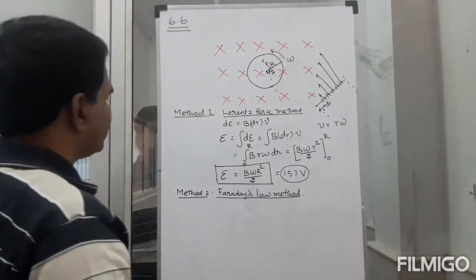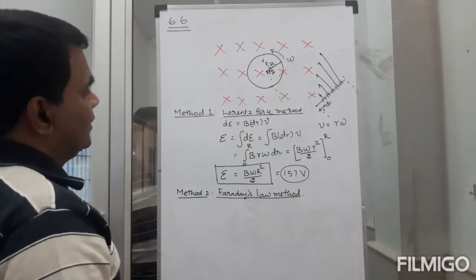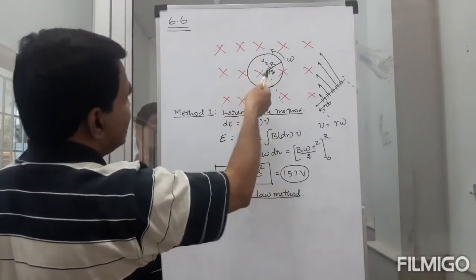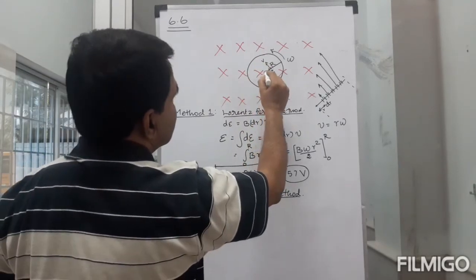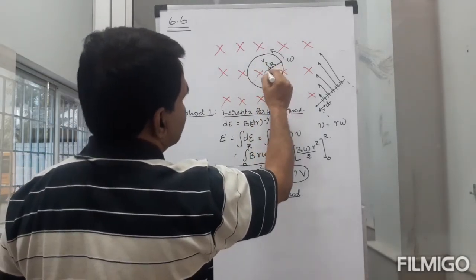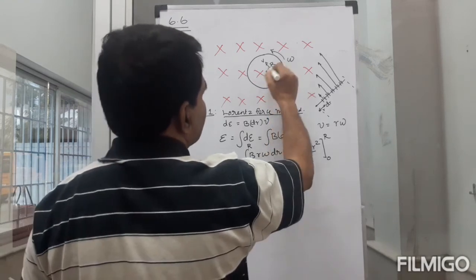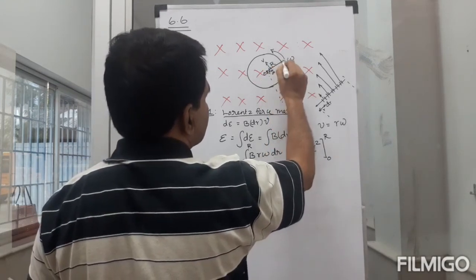Okay, so let's see. Next one, Faraday's method. For this, what I'm going to do is, this is the starting point, and between these 2 points, O and let's say this is A.